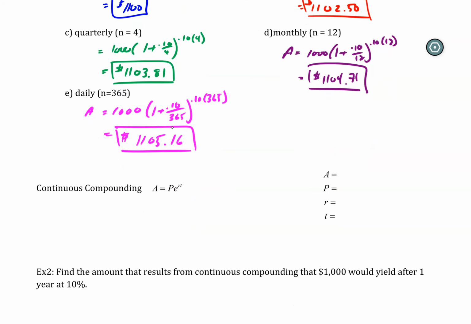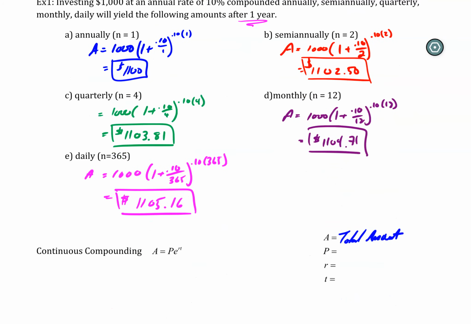The other one is compounded continuously. We can utilize this formula here: A is equal to P E raised to the RT. A lot of times people refer to it as PERT. The information is the same here. A is your total amount that you're going to make, which is your interest plus the principal that you put in.